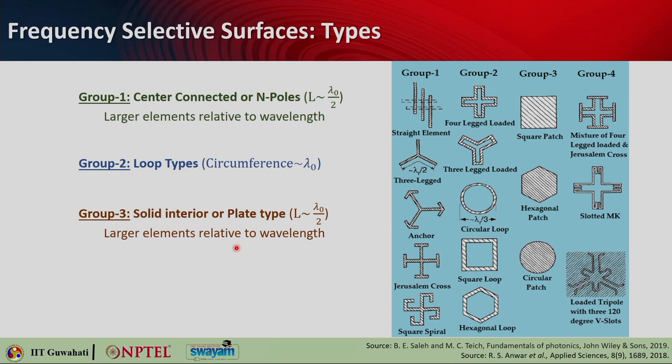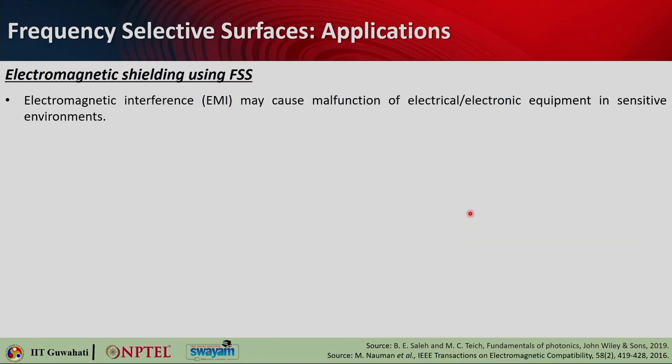So again, the larger elements relative to the wavelength, and the group 4 can be a combination of any of these elements from group 1, 2 and 3. Now, what is the main application of FSS? One important application is electromagnetic shielding.